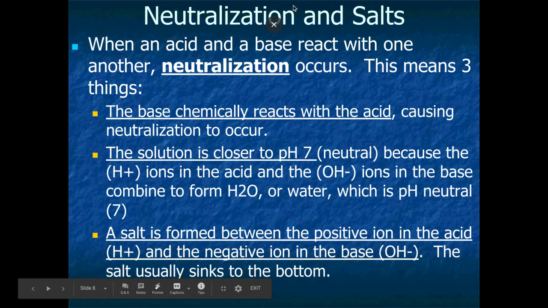So just to recap, neutralization reactions will result in three things. Number one, a chemical reaction. That number two produces a pH closer to 7. And then the products of that reaction are water and a salt.